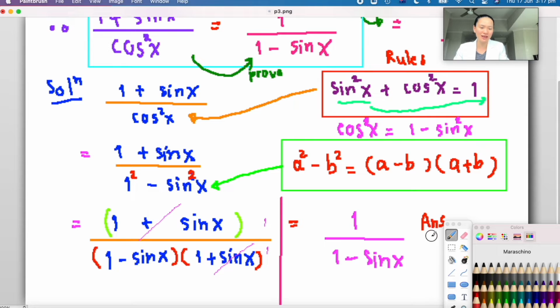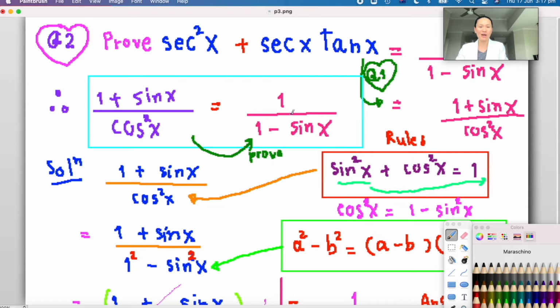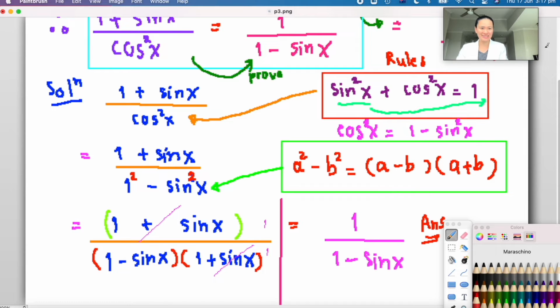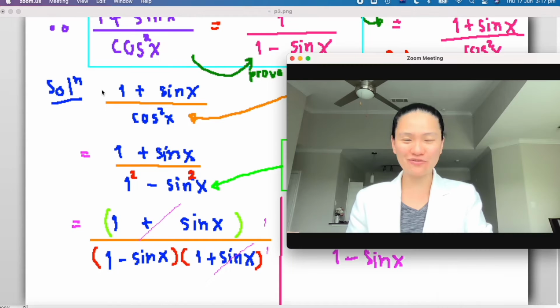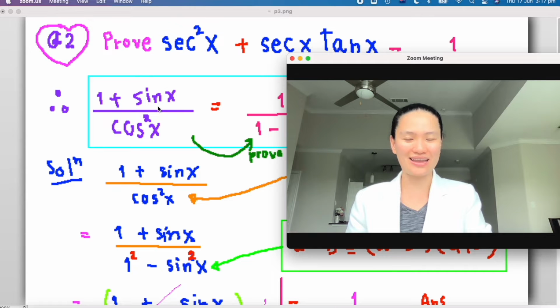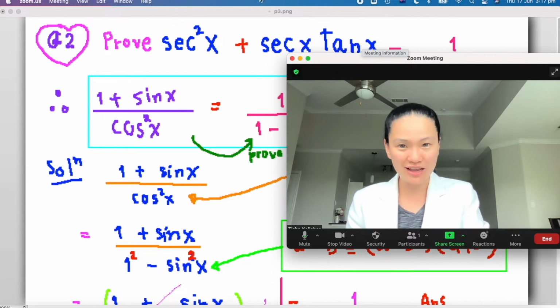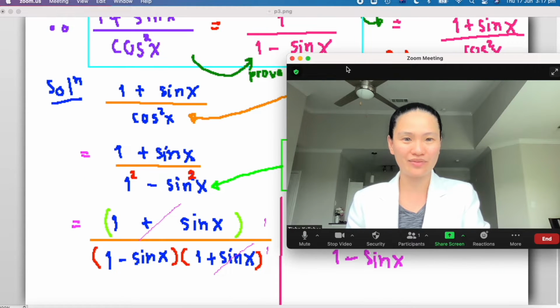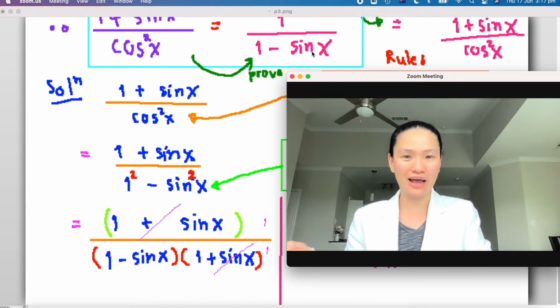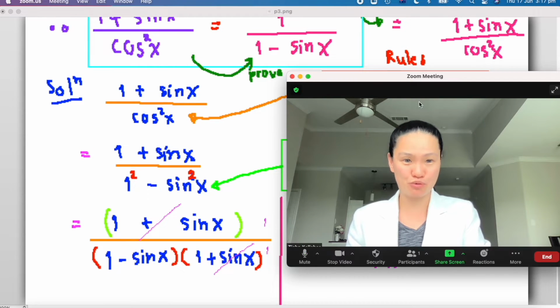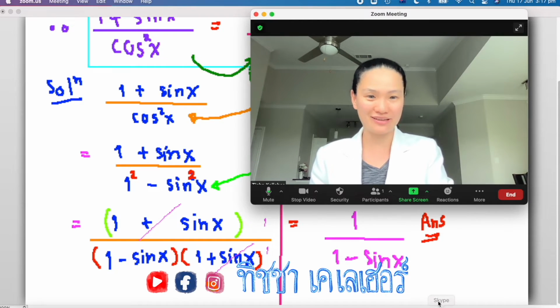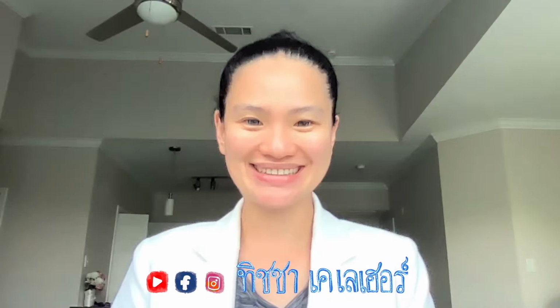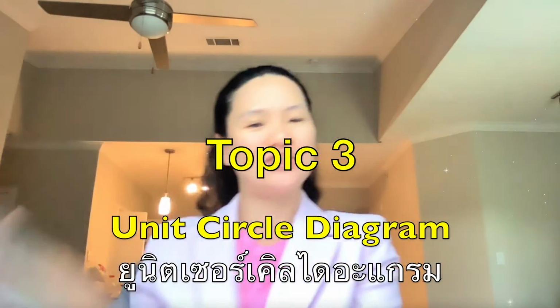Let's see whether we have done it correctly or not. Go up here. 1 divided by 1 minus sine x. And that's it. We have done it correctly. Good job. From here you can see that 1 plus sine x divided by cos x squared, which means all of the term above, equals 1 divided by 1 minus sine x. And we have proved already that this one is correct. You can see from the answer here.